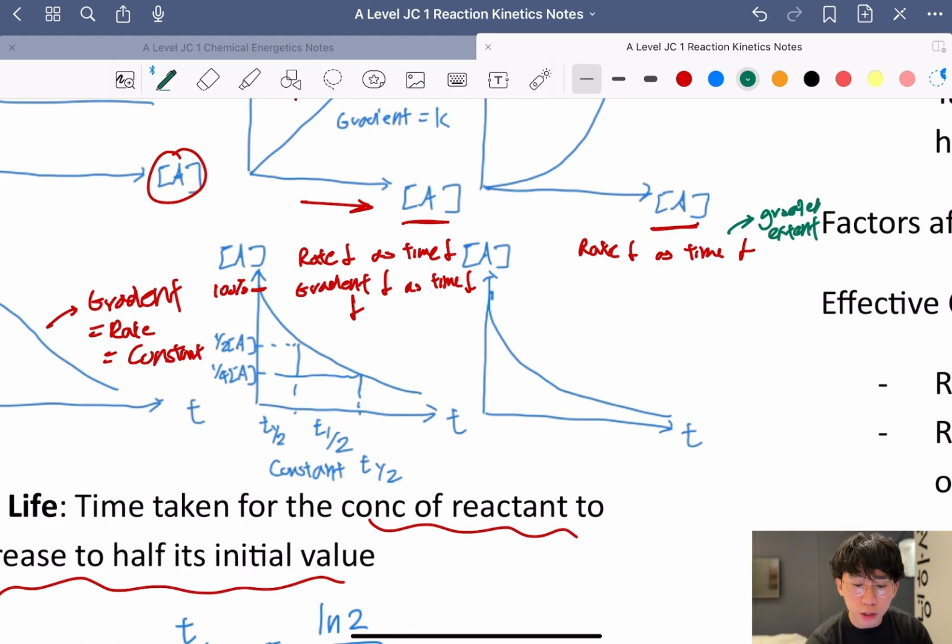So your gradient will also decrease to a greater extent, and you can see a sharper change in the gradient itself. And therefore, your graph would look something like this. And in this case, for second order reactions and above, it doesn't have the constant half-life property.